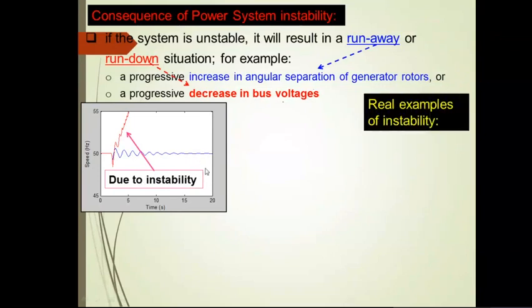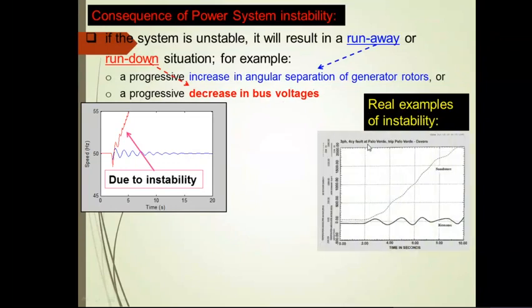Now here we have some real examples of instability. In this case, as you observe, there is a bus angle separation between Comau and Sundance. We find here that the bus angle of Sundance substation has a progressive increase with respect to the bus angle of Comau. This figure is shown for British Columbia and Alberta.